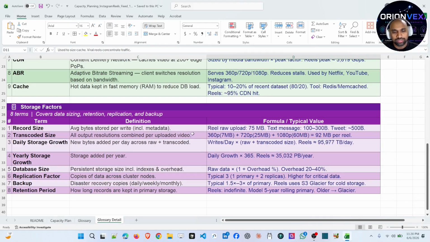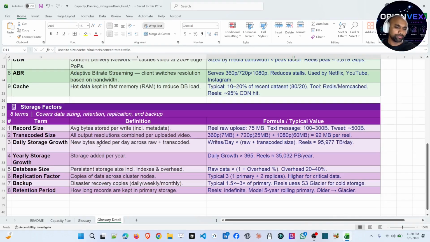Transcoded size. Transcoded size means usually it will save each reel in 3 different resolutions. That is 360 pixels, which is around 7 MB, plus 720 pixels, that is 25 MB, and 1080 pixels, that is 60 MB. Per reel, it is considered around 92 MB.